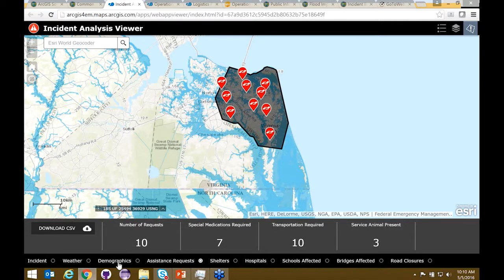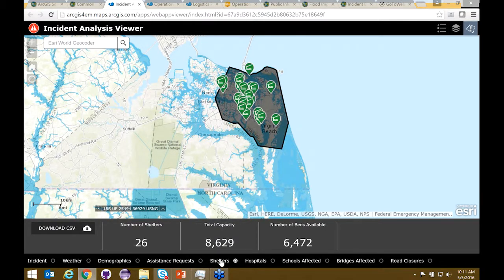The third piece that we're looking at is who's proactively come in and registered themselves as needing assistance. So we have 10 people in this area that have proactively registered themselves as needing help. They have medication required. Should they need help evacuating, we need to be aware of what needs to come with them. There are 7 people that need special medications. All 10 of them need help with transportation, and 3 of them need service animals with them at all times. So as people are going in to help them evacuate, they have a clear picture of what needs to go with the people as they are moving them or helping them evacuate.